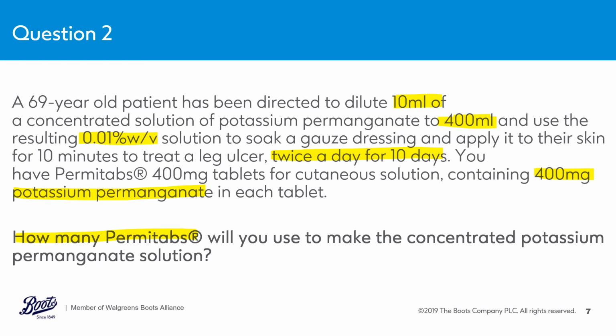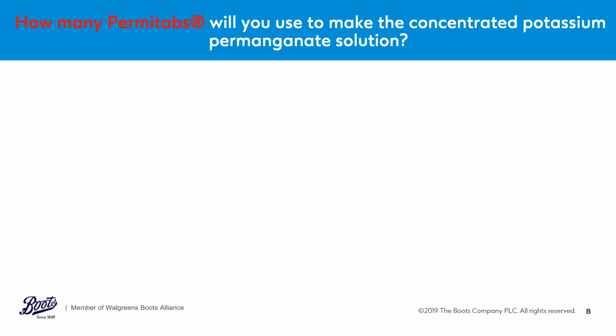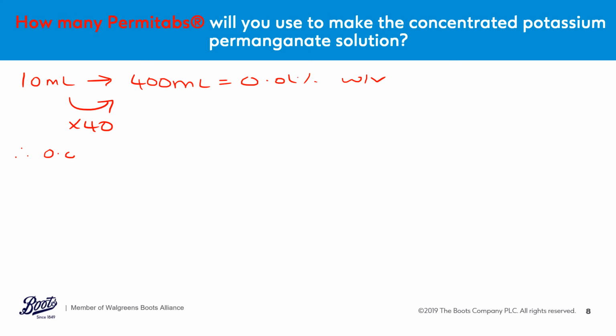Let's work out the answer. So we already know that 10 ml of concentrated solution is diluted to 400 ml to create a 0.01% weight per volume solution. This has been diluted by a factor of 40. Therefore, we can calculate the percentage strength of the original concentrated solution. If we multiply 0.01% by 40, we get 0.4%. This is going to represent the original concentrated solution. Remember, percentages are always expressed as grams per 100 ml, so this is going to be equivalent to 0.4 grams in 100 ml.